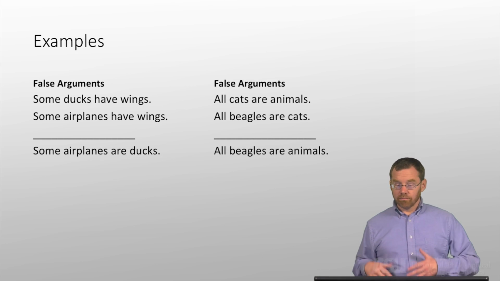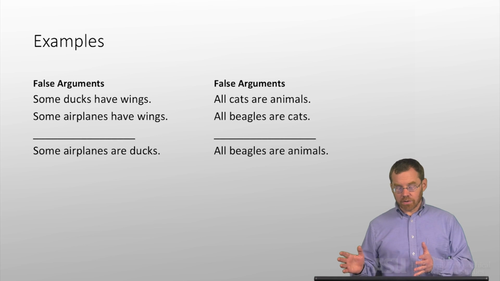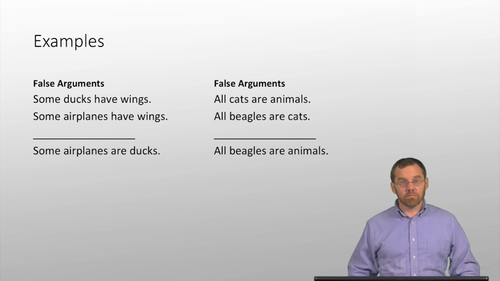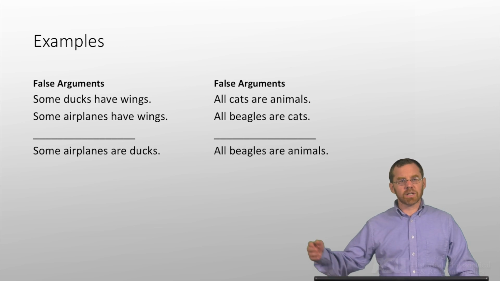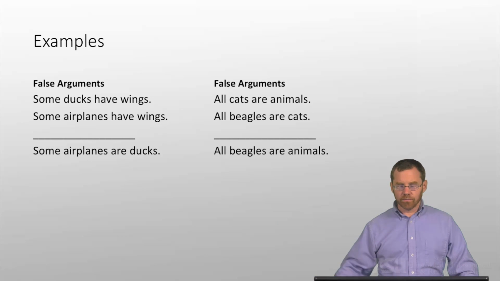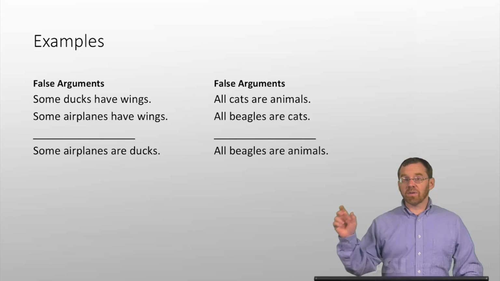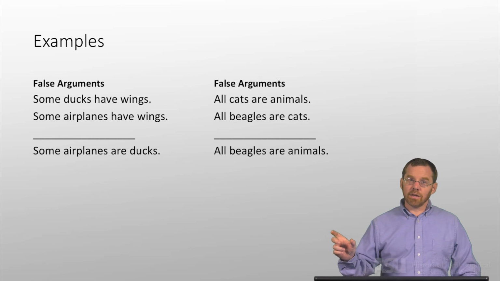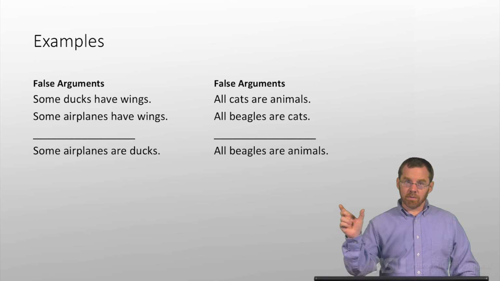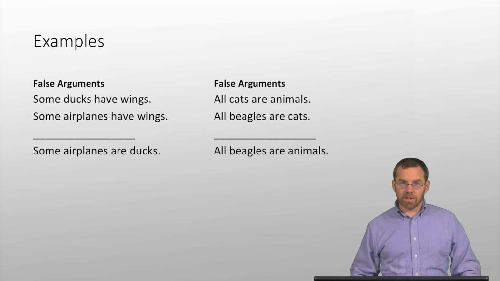On the other side, all cats are animals. All beagles are cats, therefore all beagles are animals. Are all cats animals? Yes. Are all beagles cats? No, no beagles are cats. Beagles are a type of dog. Dogs and cats are different things. Are all beagles animals? Yes. So we've got a true conclusion, but we've got a false premise in there, and that makes it a false argument.